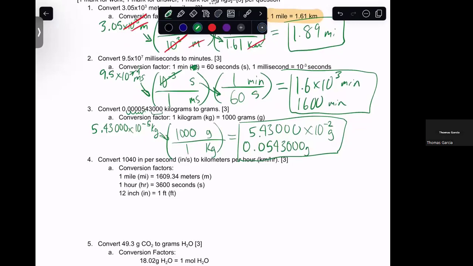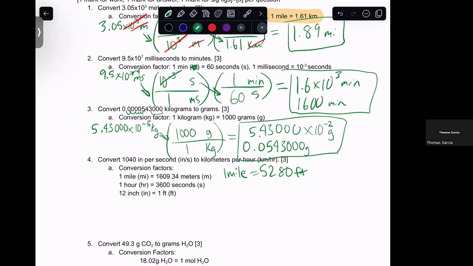All right, convert 1,040 inches per second to kilometers per hour. We need one more thing here. We need to convert our miles to our feet. It was a conversion that I gave on the test, but just in case you don't have it, 1 mile is equal to 5,280 feet. That would also be exact because the definition of a mile is 5,280 feet.